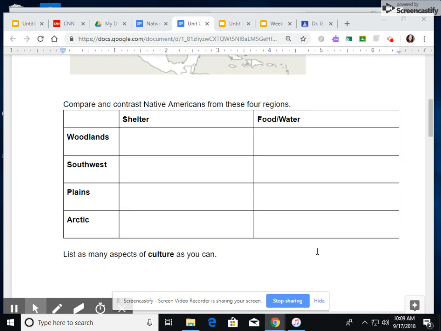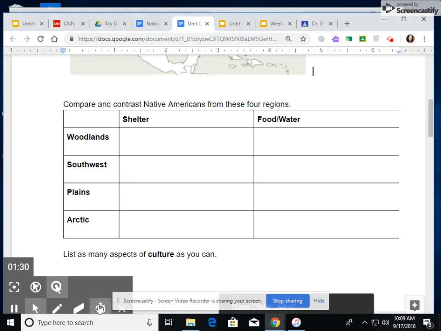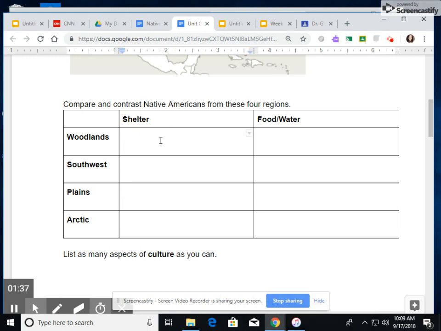The next one, compare and contrast Native Americans from these 4 regions. And I wanted you to especially look at it in terms of shelter and food and water. What kind of shelter did the woodlands Native Americans use? They made wigwams, and those wigwams were made out of wood and tree bark. Okay.